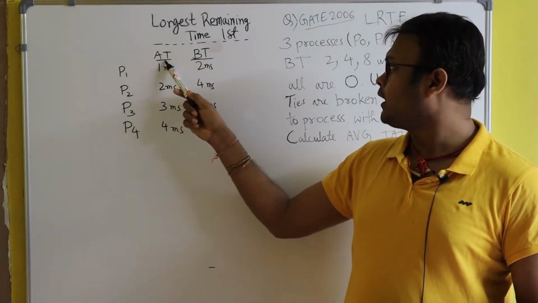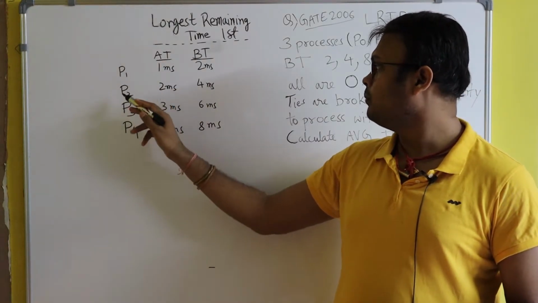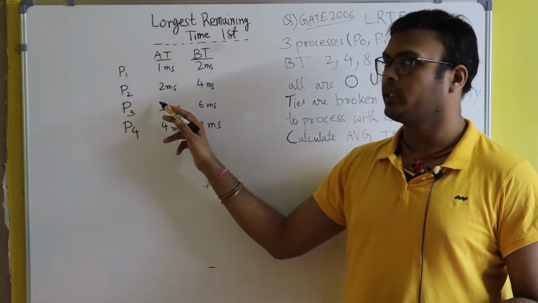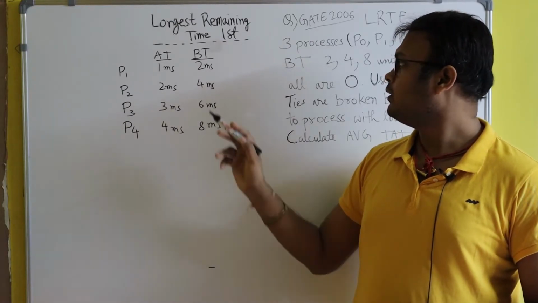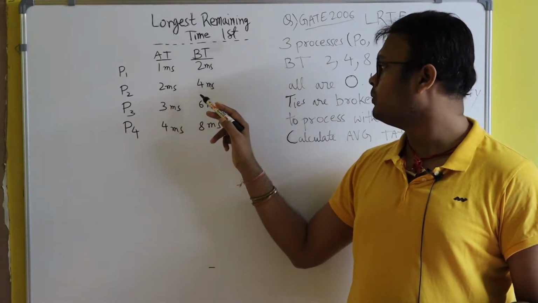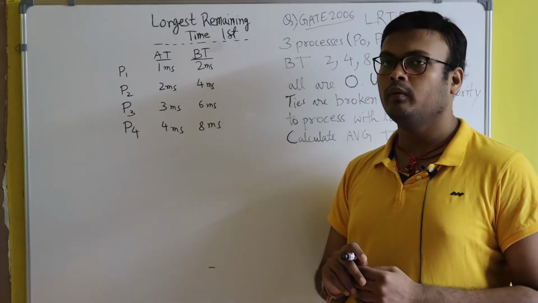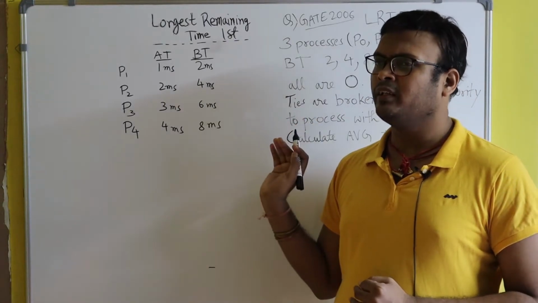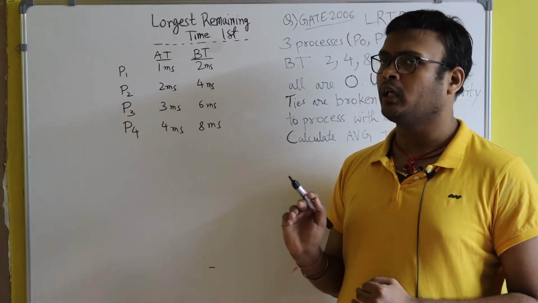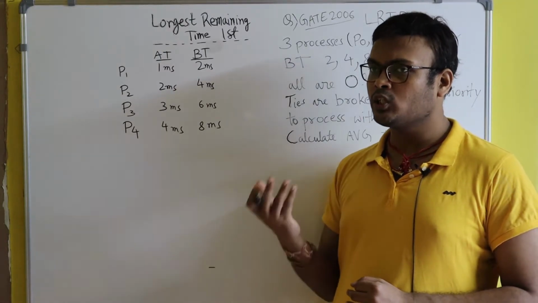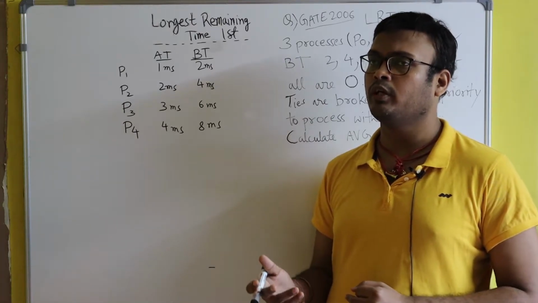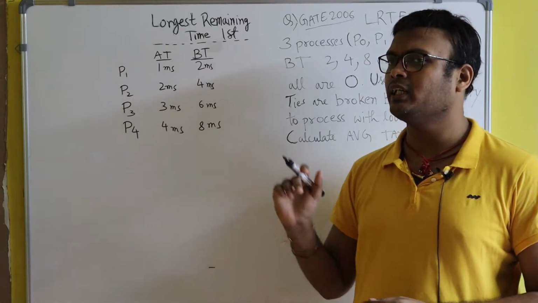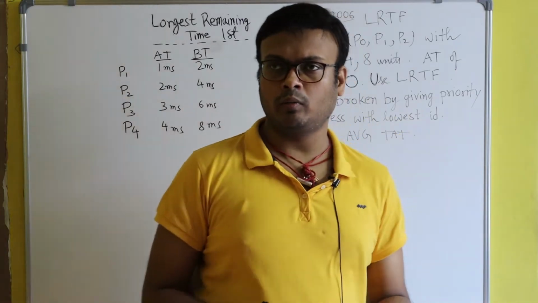You see arrival time. There are four processes: P1, P2, P3, and P4. The arrival times are given as 1 millisecond, 2 millisecond, 3 millisecond, 4 millisecond, and the burst times are given as 2 millisecond, 4 millisecond, 6 millisecond, 8 millisecond. Now I am going to solve this question. It's a very easy topic, nothing is new. If you have clearly understood the round robin algorithm, SRTF algorithm, and priority algorithm, then this concept is nothing. You will easily understand this one. So I'm going to start.